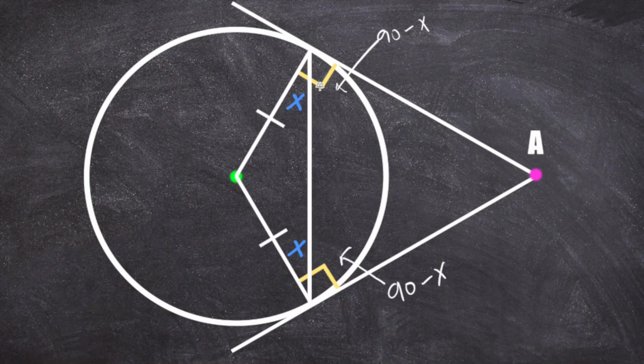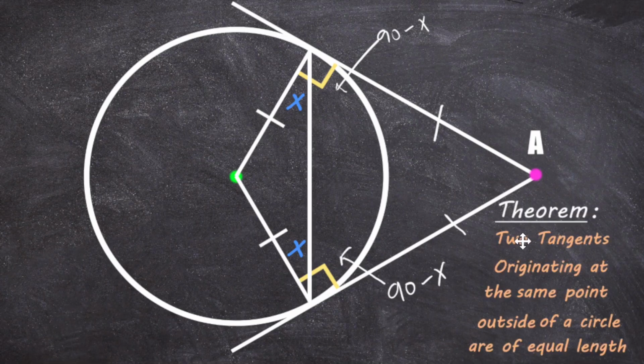And we know that if a triangle has two base angles that are equivalent, it must be an isosceles triangle, which means that the two edges that are not the base are equivalent in length, and that means that our two tangents are the same length. And so we've proved the theorem that two tangents originating at the same point outside of a circle are of equal length.